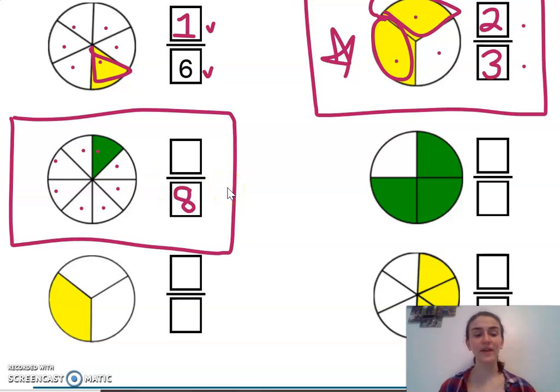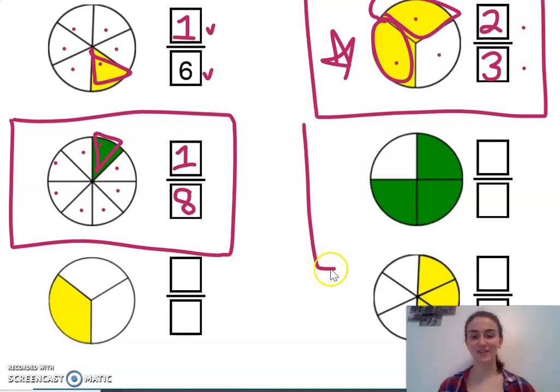Then we have to write our number in the numerator. So how many pieces are shaded? How many do we have? Well, it looks like we just have this one piece. So we're going to write a 1 in the numerator. So this fraction is going to be 1/8. That's how we would say this fraction. We have 1/8. Let's go ahead and try another one, guys.